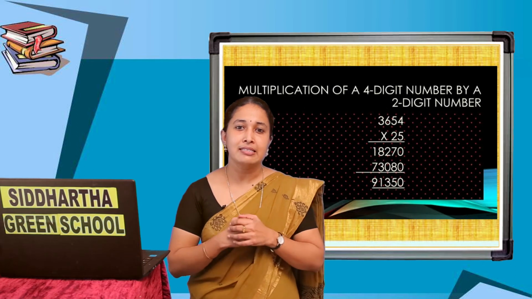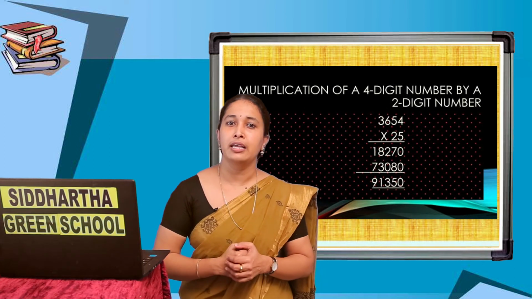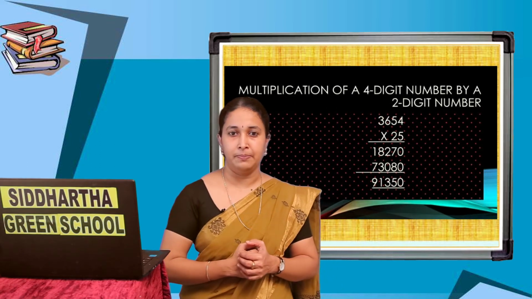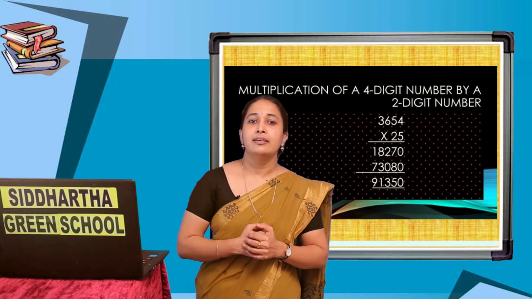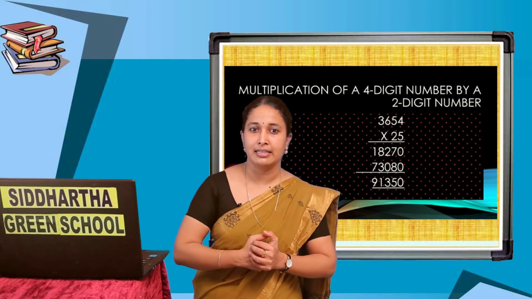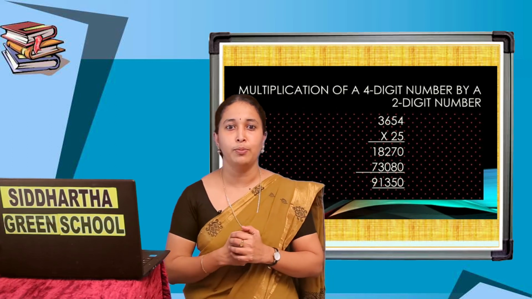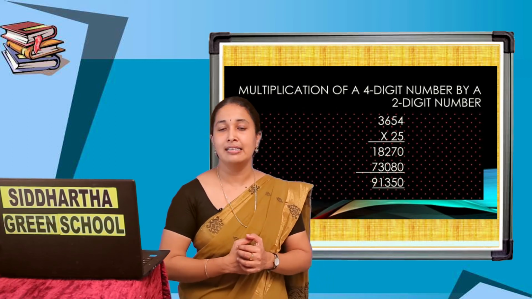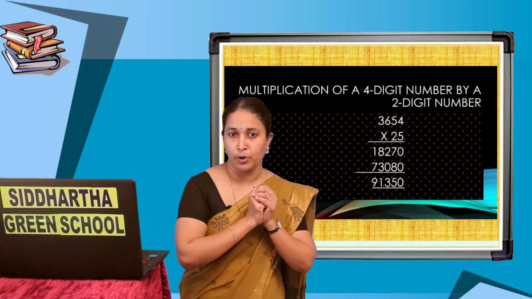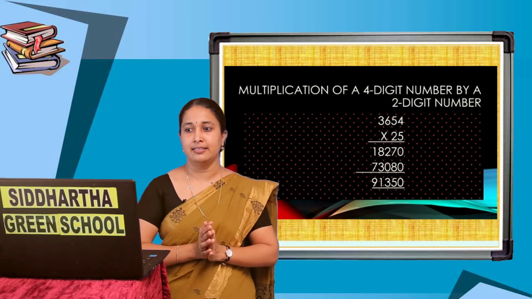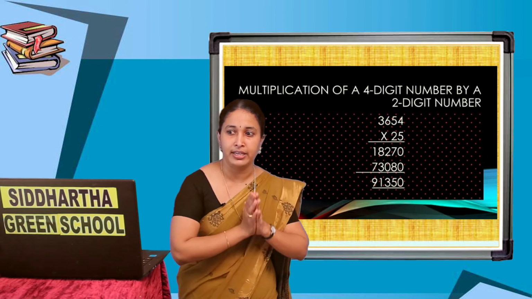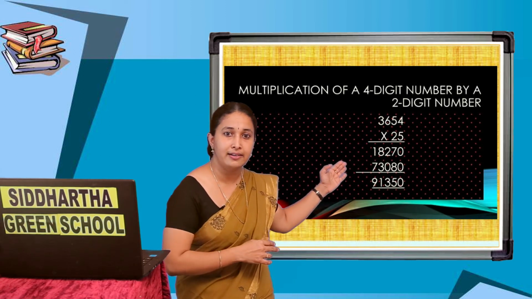So multiply 3654 by 5 ones, we get the answer 18,270. Then after that, multiplying that number by 2 tens, that is multiplying 3654 by 2, and the answer is 73,080. Then adding these two products, we get the final answer, that is 3654 multiplied by 25, we get the answer 91,350.